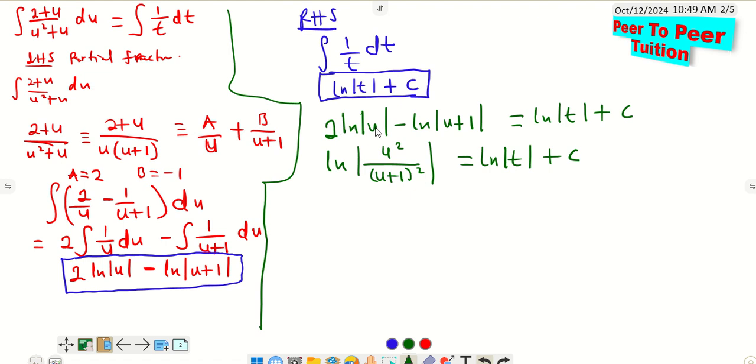Remember, using the exponent law, these two will come here to be squared. Then because it is minus, you divide. So that is the laws of logarithm should be equal to this. So from here, we can take e of both sides. If I do that, then the e will cancel the ln. So I have u squared over u plus 1 all squared should be equal to, by the laws of indices, e to the power c multiplied by e to the power ln t.